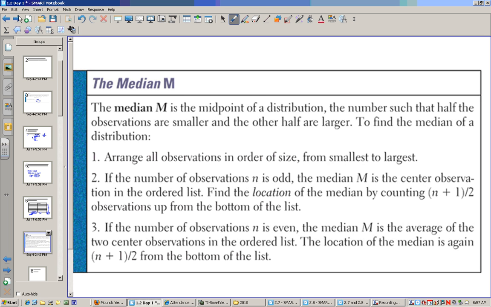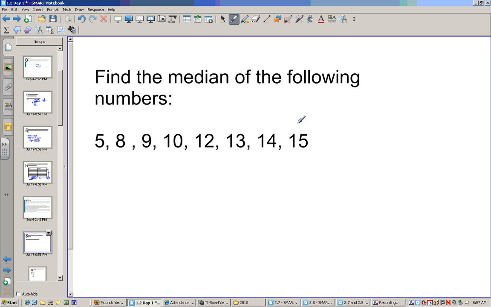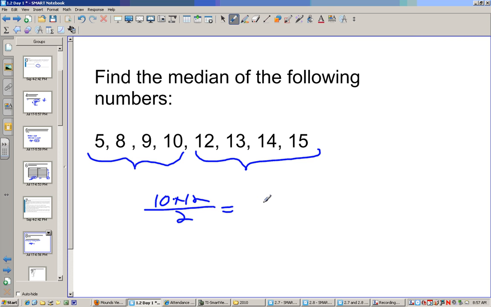If the observations are even, we take the average of the two center observations. And the location of the median, again, is n plus 1 divided by 2 from the bottom of the list. So if we want to find the median of this distribution, there's 4 there, 4 there. So we take the two middle numbers and find the average. Hopefully most people can find the average without doing this. To be 11, because the number in between 10 and 12 is 11.